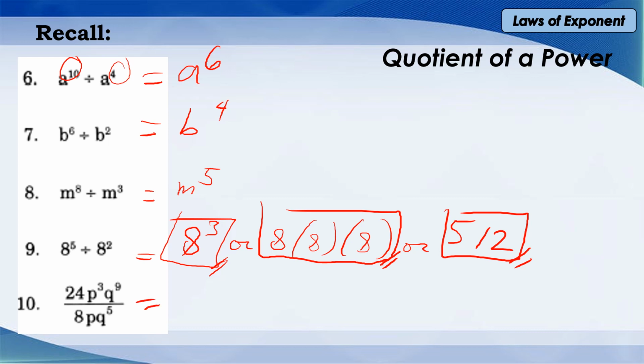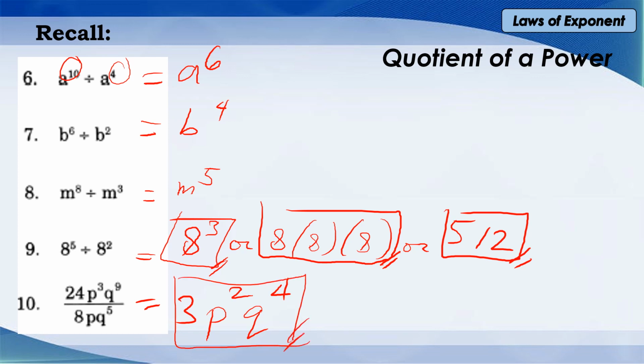Next, paano naman kapag maramihan na? Katulad ng pagta-times, quotient sa quotient, coefficient sa coefficient, variable sa variable. We have 24 divide 8, that is 3. And then P cube divide P, that is 3 minus 1, P squared. Then Q raised to 9 divide Q raised to 5, that is Q raised to 4. Kasi 9 minus 5 is 4.